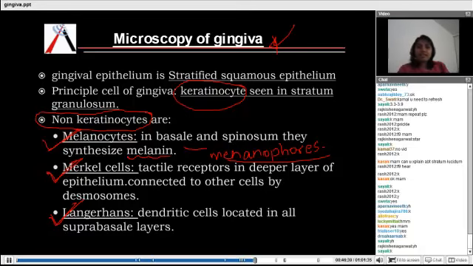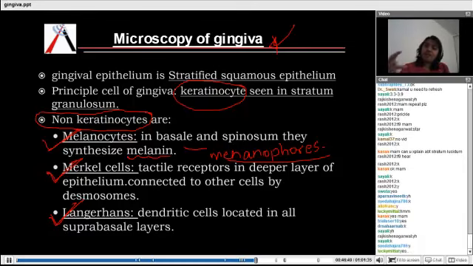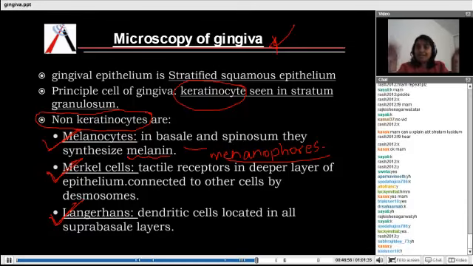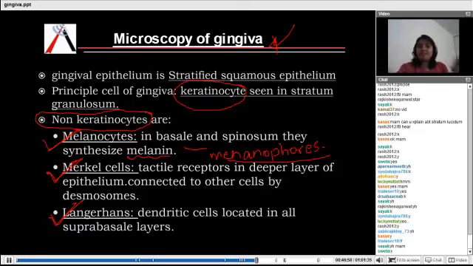Okay, so hope you get melanocytes. Then we have the Merkel cells. Merkel cells are again in the deeper layers of the epithelium, and they are connected to other cells. These are the tactile cells. They are modified nerve cells, you can say, and they have tactile perception. These Merkel cells are attached to the other cells as well, and they sense pressure.